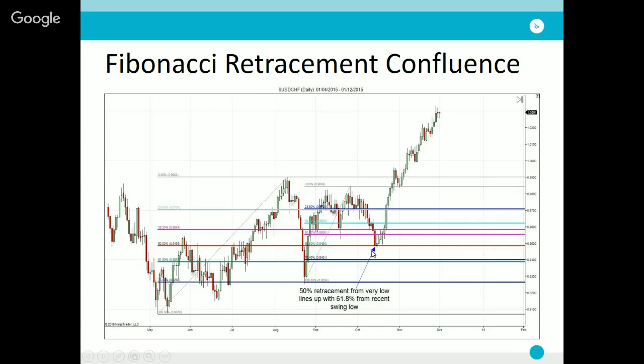Now, if price had broken down through this level here, where we got the confluence of the 50% and 61.8% retracement levels, then the next area that we would have been watching, the next area showing strong confluence, would have been this zone here, where we had the confluence of the 76.4% retracement of this move and the 61.8% retracement of this overall move.